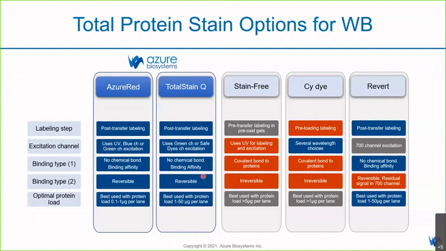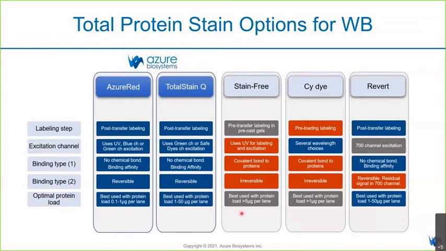Okay. And of course, finally is optimal protein load. This you have to choose based on your optimized protocol. What is the loading amount that you normally put in your Western blot? Okay, so you can see there are a lot of options here, and each of them fits into a different application.